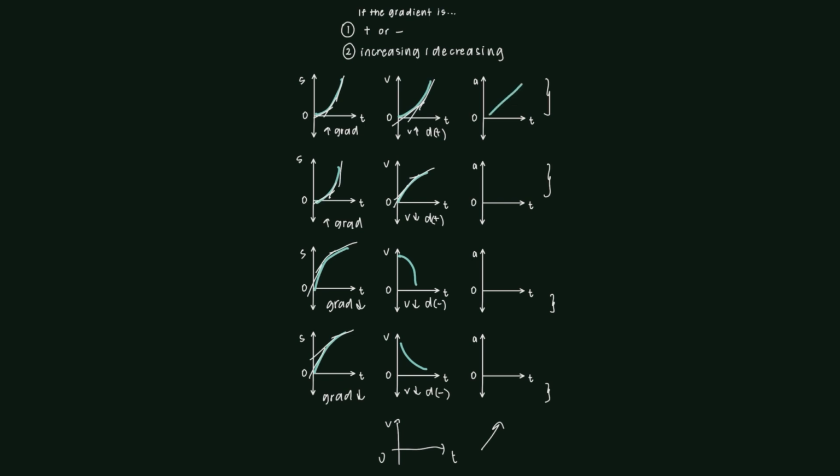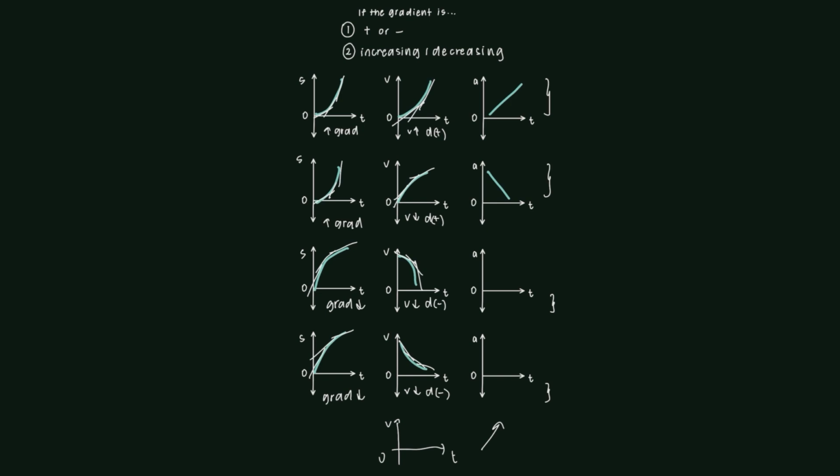For the second case, you can tell that yes, the gradient is positive, but it is getting smaller and smaller. So again, it's still above the x-axis because it's positive, but we make it towards the negative direction. For the next two cases, the gradient of these graphs is negative, but you can kind of tell because it's decreasing. So we draw the acceleration time graph in the negative area.